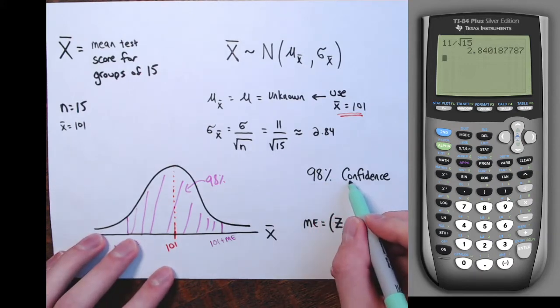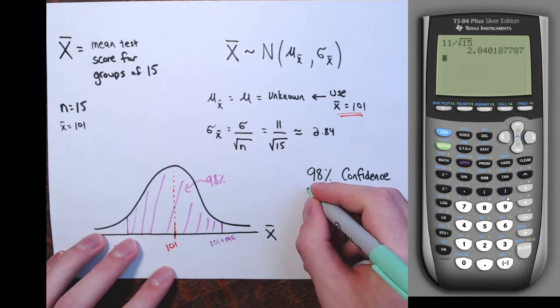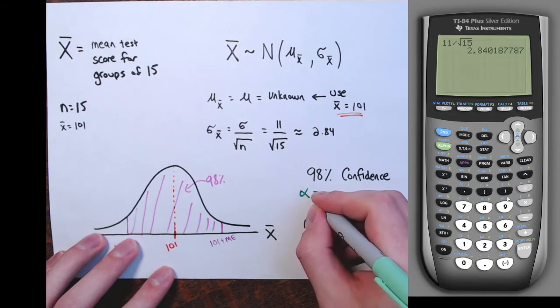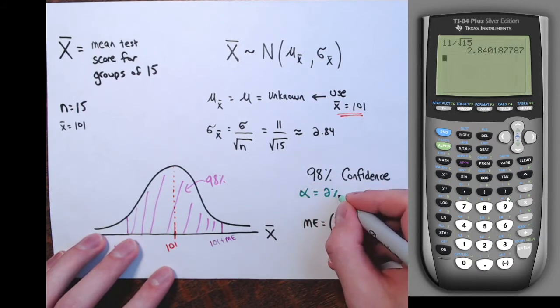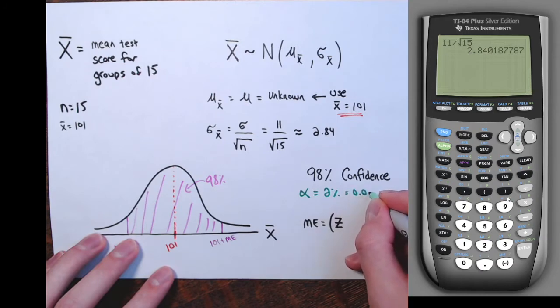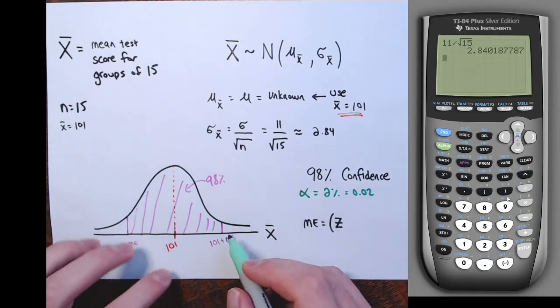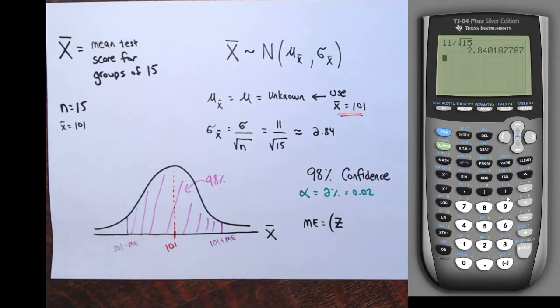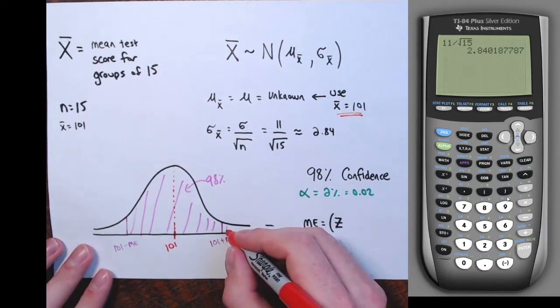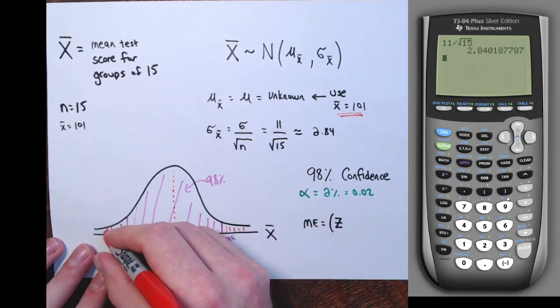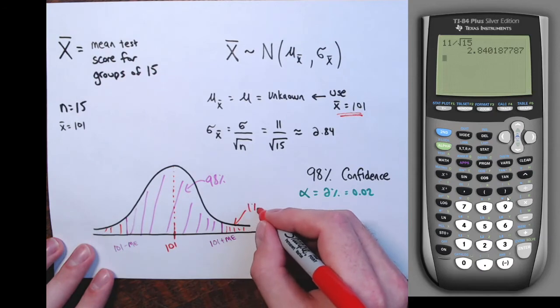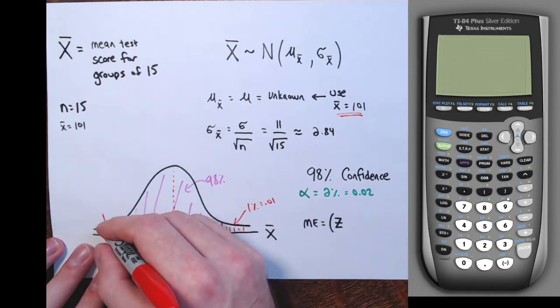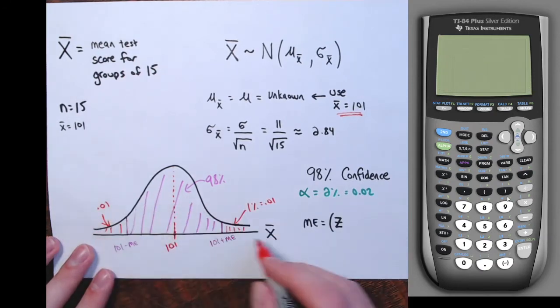So remember, if 98% is the confidence level, alpha, the significance level, was what's left over. That would be 2% or 0.02. And if there's 2% left over, then what's the area above this upper value and below this lower value? That's 1% or 0.01. Same thing over here, 0.01, to make a total of 100.